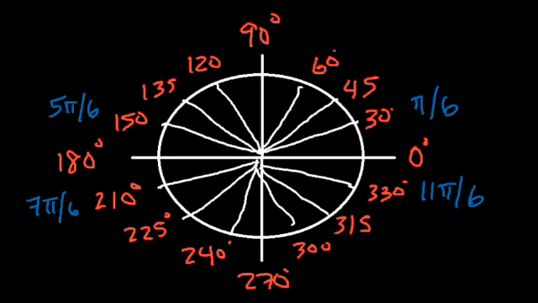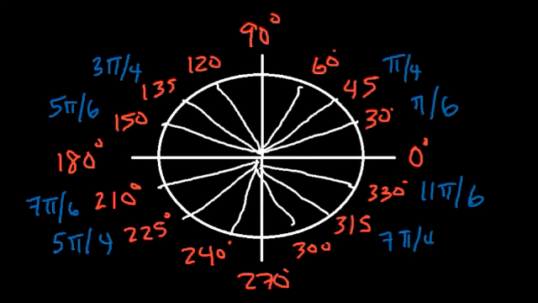Next you have the pi over 4s. So 45 is 1 pi over 4. 135 is 3 pi over 4. 225 is 5 pi over 4. And 315, that's 7 pi over 4. Now 60 is pi over 3, or 1 pi over 3. 120 is double that amount, so that's 2 pi over 3. 240 is 4 pi over 3, and 300 is 5 pi over 3.